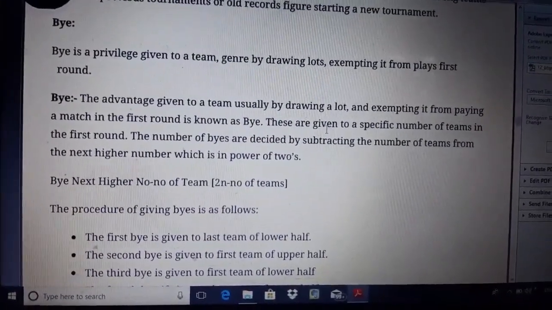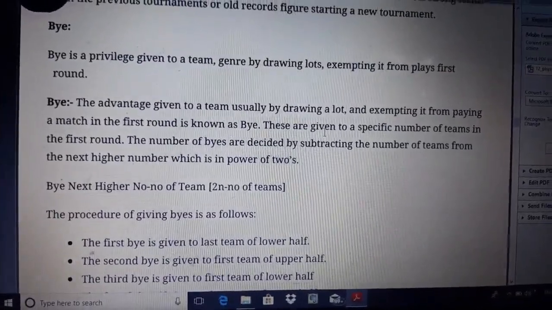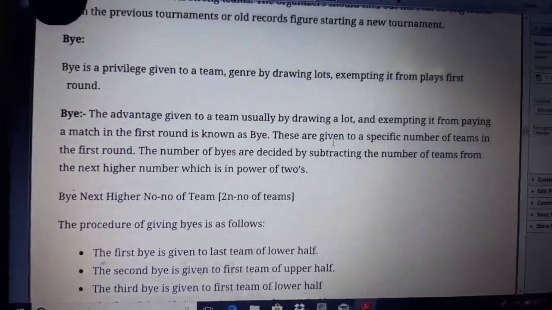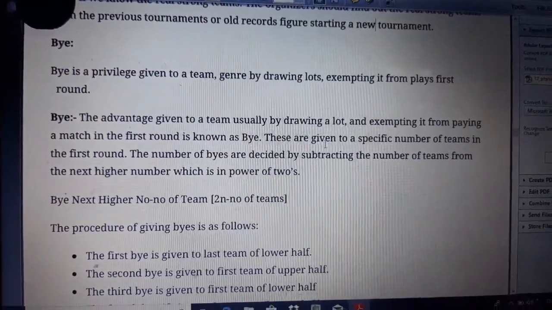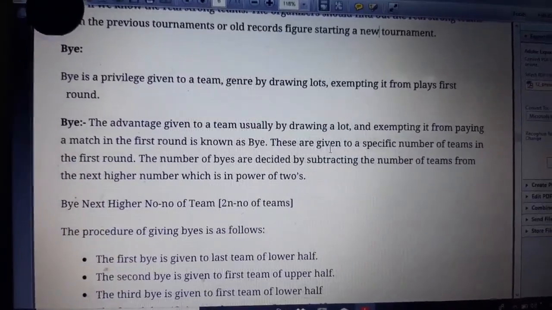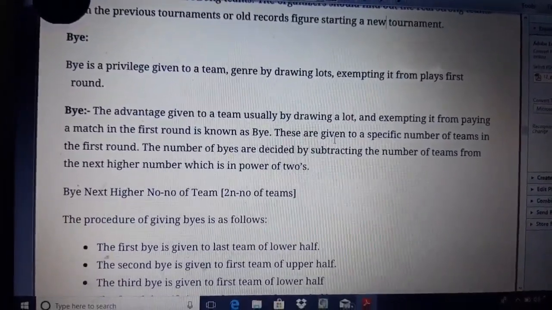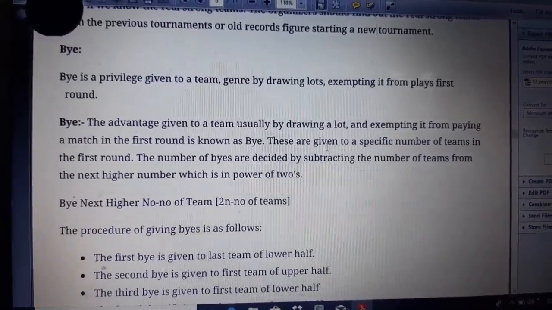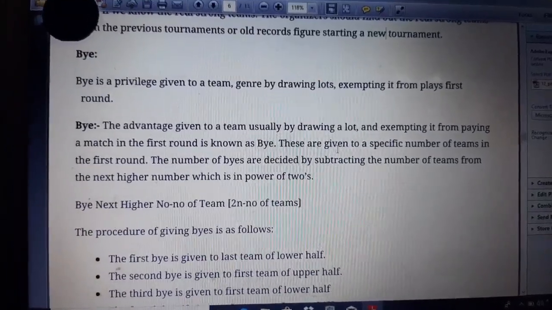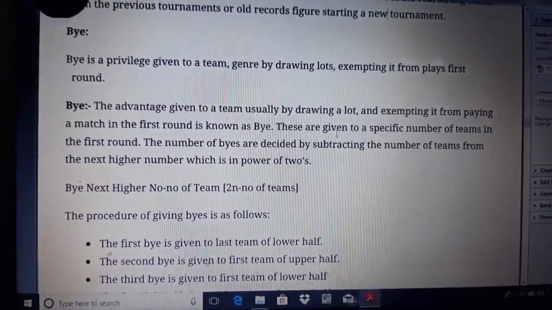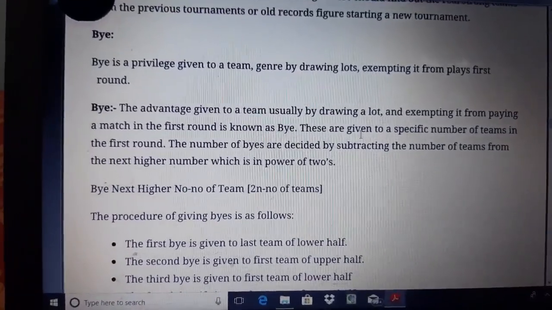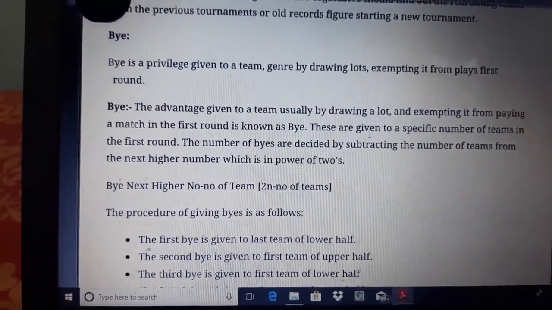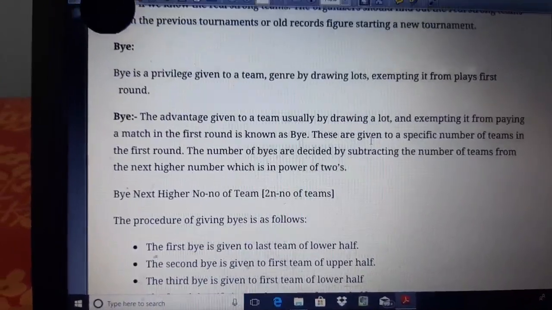What if there are 13 teams? In 13, we'll take the next highest number of the power of 2: 2 into 2 into 2 into 2, that is four twos, which gives you 16. So the next highest number in the power of 2 to 13 is 16. The draw will be based on 16 teams, which gives us 8 up and 8 down, so that will make it balanced.